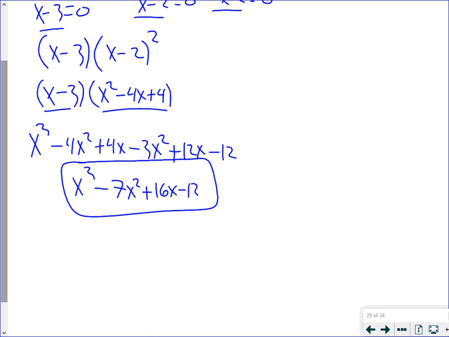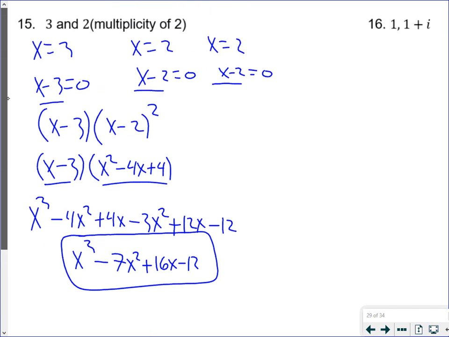All right. So let's go on to number 16. Number 16, we have 1 and 1 plus i, that's 2 zeros. We're going to do the same thing. Set each 0 equal to x. So x equals 1 and x equals 1 plus i. For the left side, we're just going to move the 1 over. x minus 1 equals 0. It's set equal to 0, so that's our factor now.